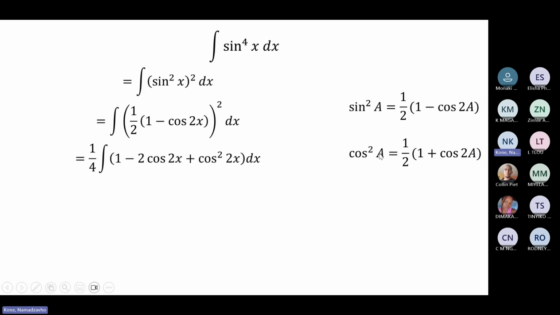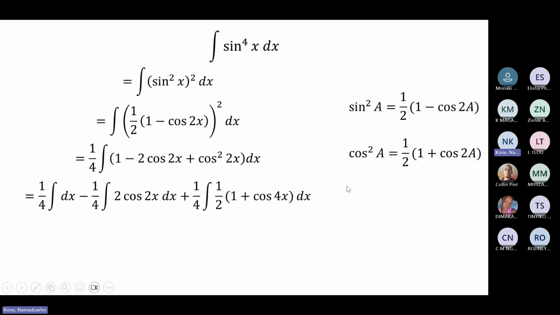So now that our a here is 2x, it means that our cos 2a will be twice this one. So when you go to the next step, you will now see a 4x. It's coming from this identity. Then what I just did was to separate all this so that we've got 3 different integrals. The first one will be the 1 for 1, which will be 1 over 4, 1 dx, which is this one. 1 dx is this one. Then the second one is this one, which is 2.